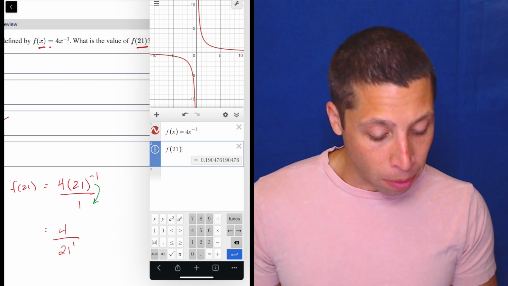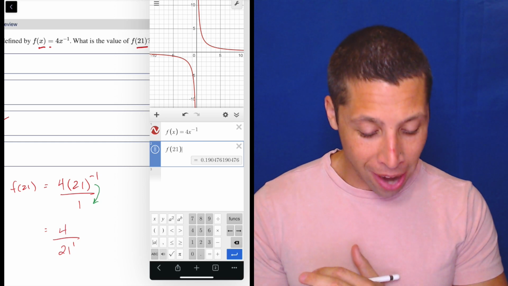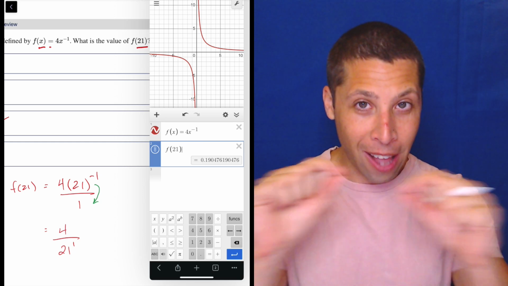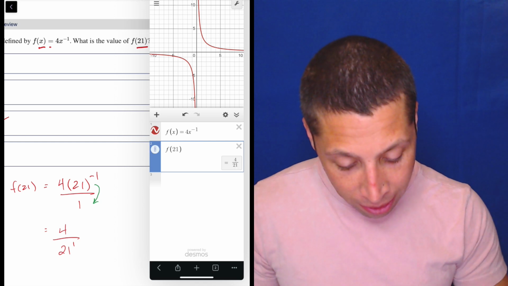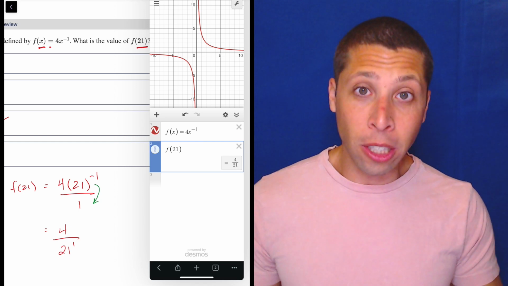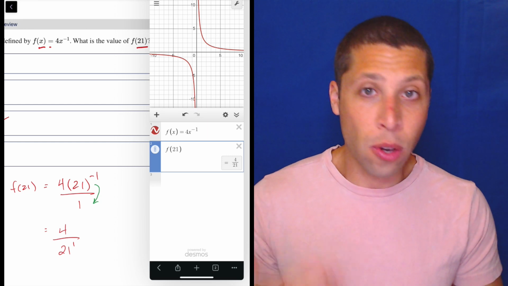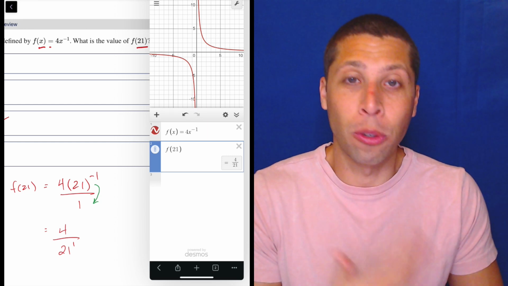So we get some messy number, but notice what's to the left of that f of 21. It looks like a fraction, right? It's like 2 boxes with a line between them. And if we tap that button, we can turn this into a fraction, and there it is, 4 over 21. So there's literally no excuse for getting this question wrong. Even if you had no idea how negative exponents work, the calculator does. So let the calculator do it for you.